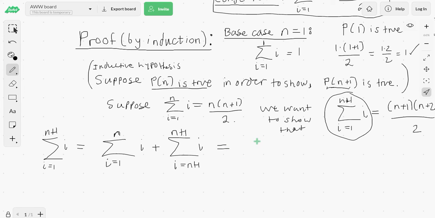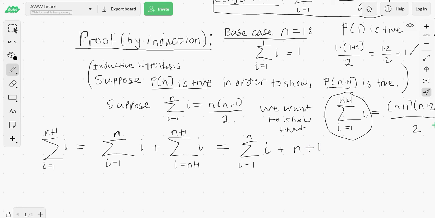This is the same thing as the sum from i equals 1 to n of i, plus, and now we're substituting in n plus 1 where i is. And that's our only term in that sum, so we just get this.